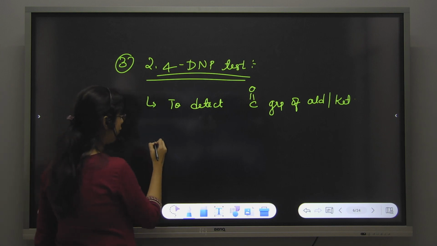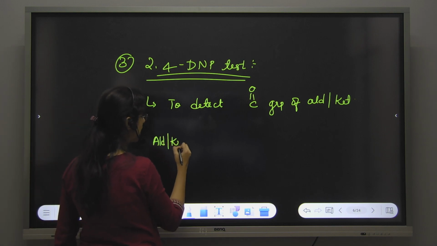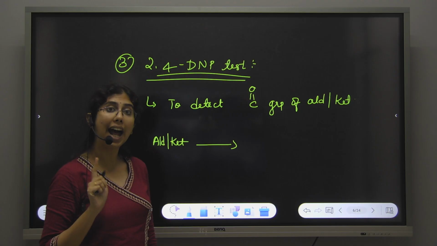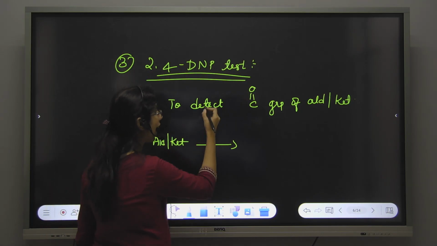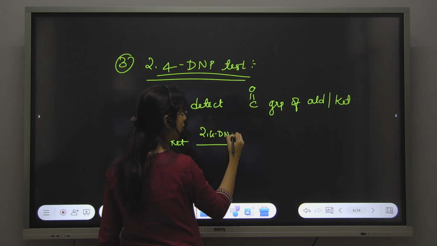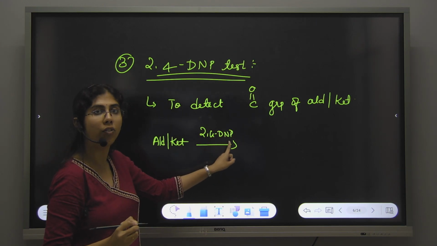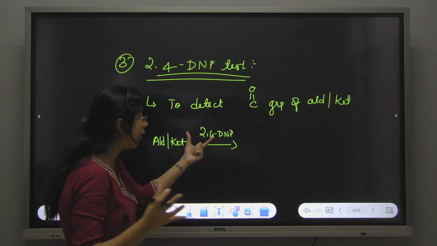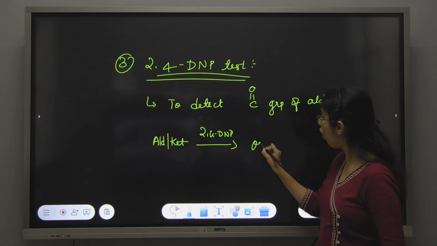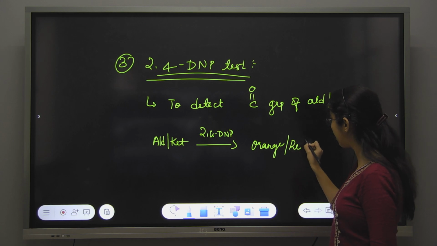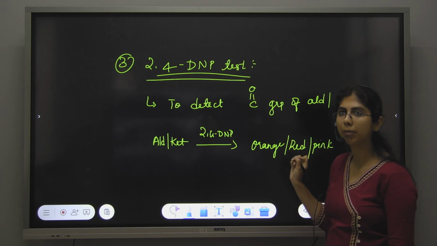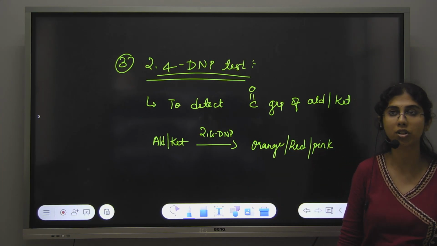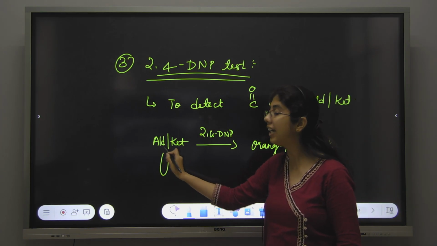So if you take something in a test tube and you want to confirm whether it is an aldehyde or a ketone, what you would do is add 2,4-DNP reagent to this. This reagent is 2,4-dinitrophenyl hydrazine. When you add this reagent to that something in the test tube, it will react and give an orange, sometimes red, sometimes pink color. Any of these colors can be given. If such a color appears, you have a confirmation that in your test tube you have either of these two.